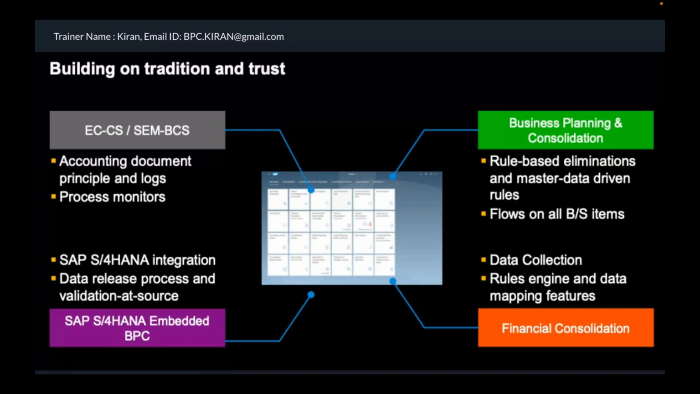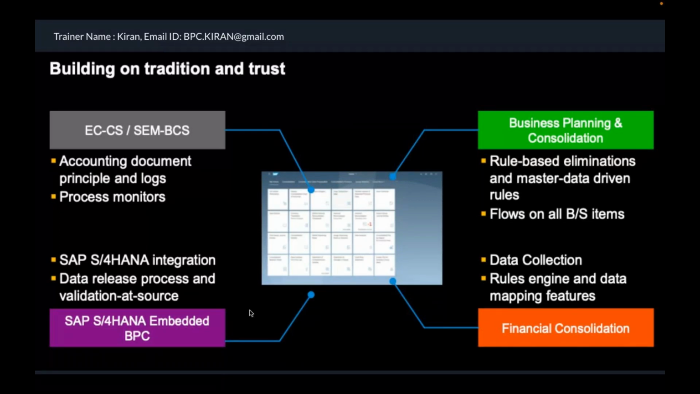Then there is one more product called financial consolidation. Earlier, most of the people knew it as Business Objects Financial Consolidation. It has data collection capability, collecting data from different sources. It has a rules engine, a category builder, and mapping features.